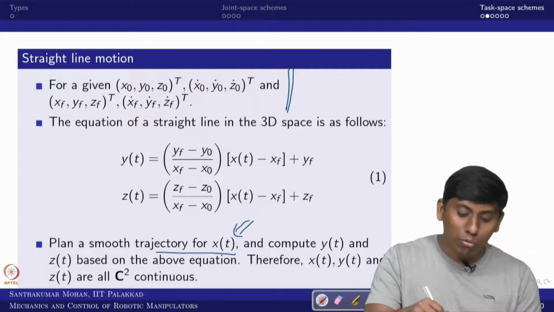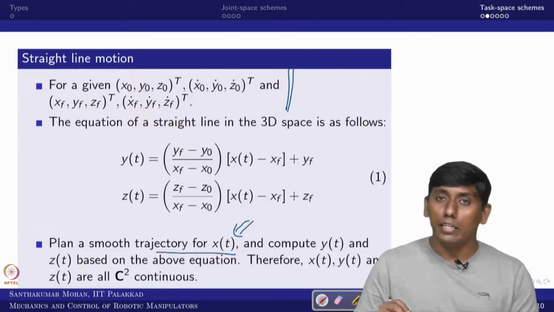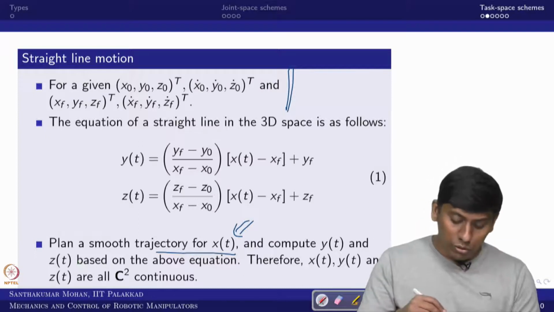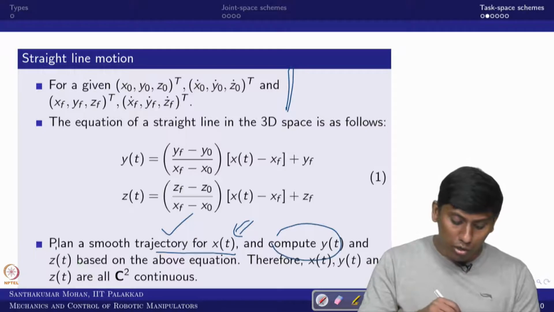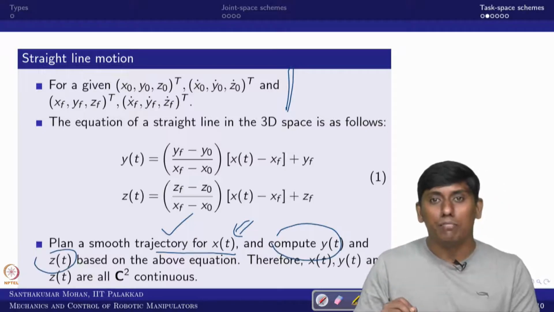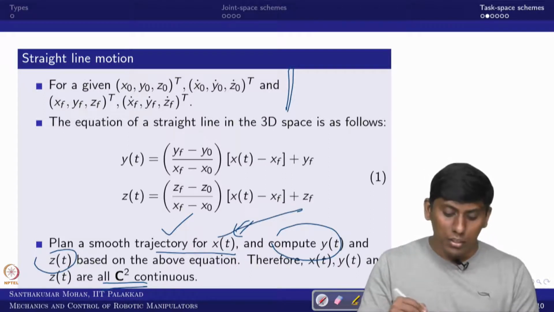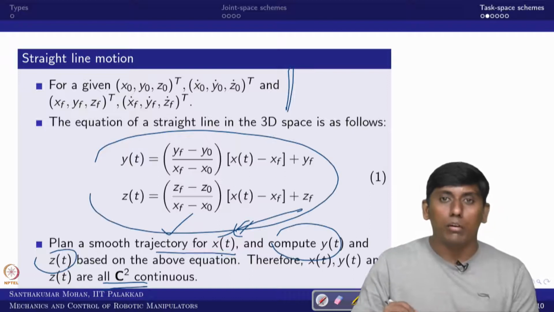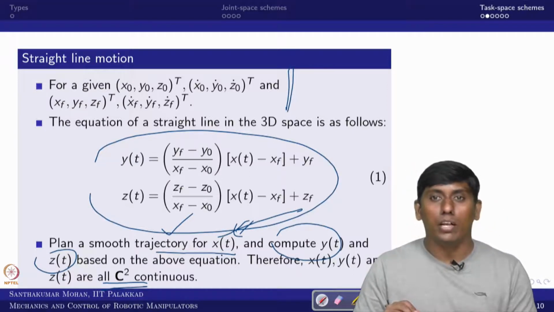Since here only initial and final velocity and initial and final positions are given, it is better to use the cubic polynomial, and then we can compute y of t and z of t. Further, you can ensure that since x of t is continuous, obviously the y of t and z of t are also continuous. So that is what we see.